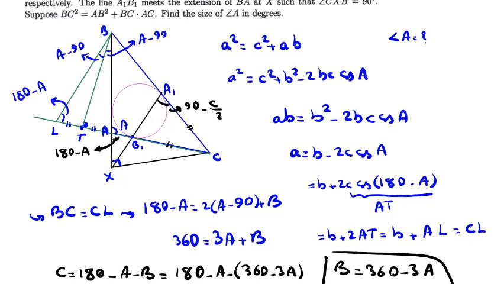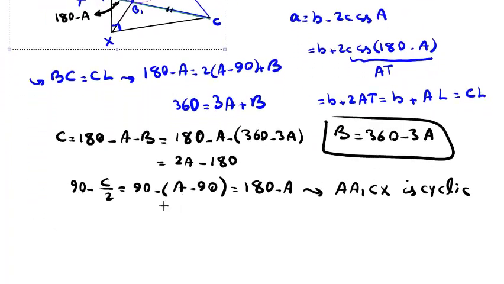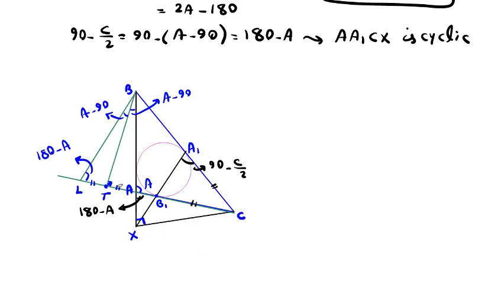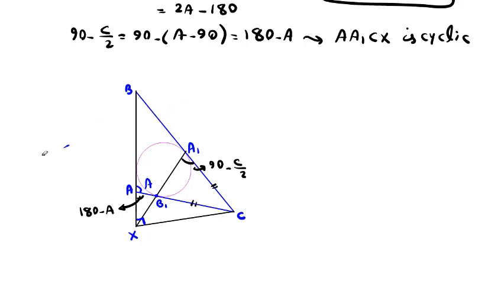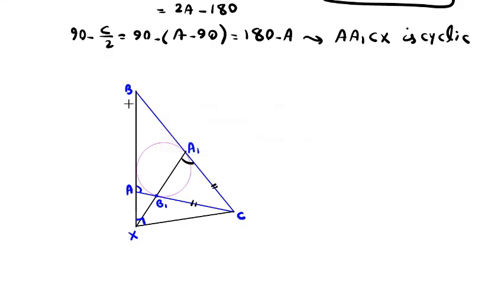Now let's copy this figure, Control C here, and we want to use this property. Let's erase the things here we don't need. AA1CX is cyclic. Now, if we connect AA1, we can conclude what?